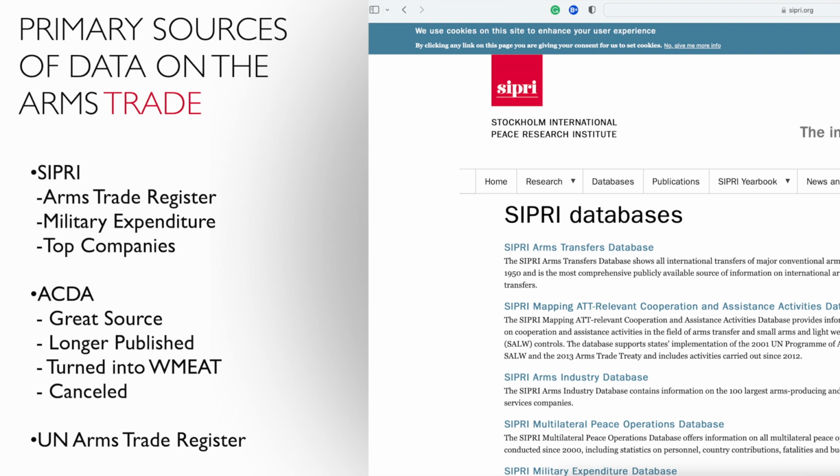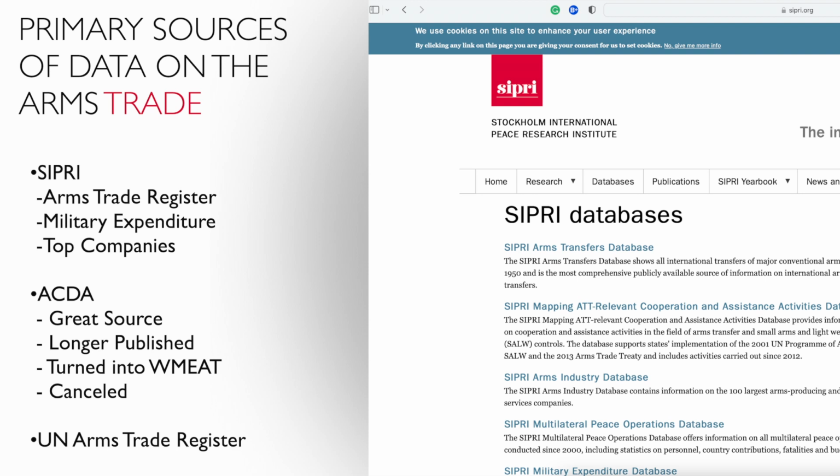Well, there's good news for that. There are sources out there, but there's not a whole lot of sources. So the traditional sources of arms trade data and arms production data and even military expenditure data come from 3 to 4 primary sources. And the reason why I say 3 to 4 is because it's technically 3, but it's going to look like 4 within the list that you're seeing right now.